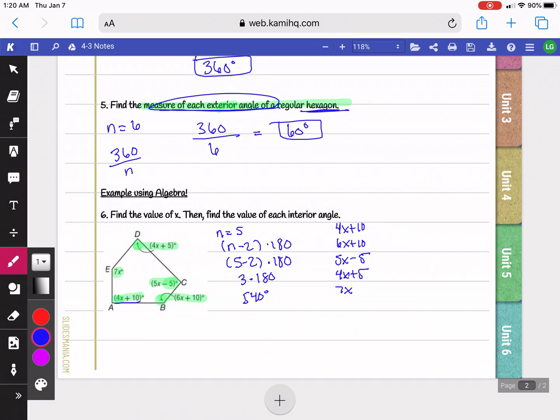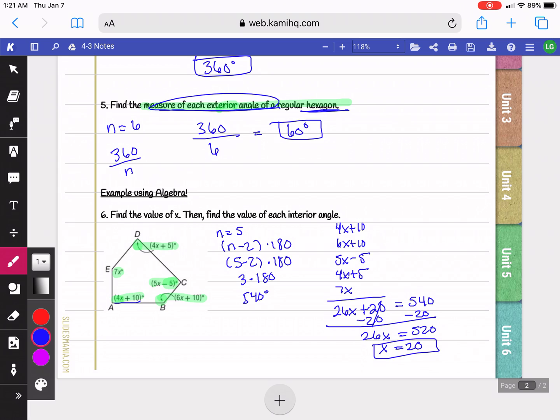And what I can do is add all of these together to get one expression. So if I add my x's together, I get 26x. And if I add my constants together, 10 plus 10 is 20. Minus 5 is 15. Plus 5 is 20. So this becomes 26x plus 20. And remember, all of those angles are going to add up to 540. So I can set this equal to 540 and now solve for x. So now I know my answer for x.